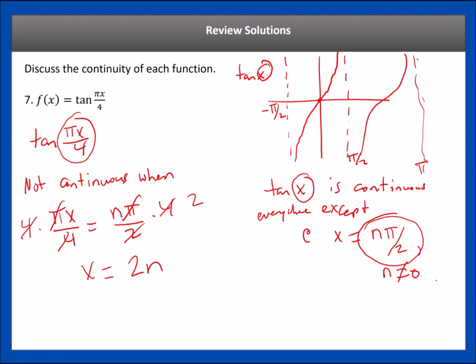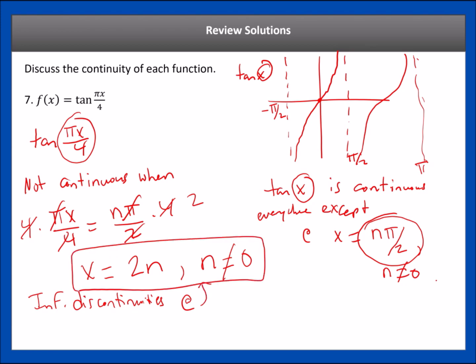Where, again, n cannot be 0, okay? So we have basically vertical asymptotes when x is equal to 2n. So we got infinite discontinuities at these values. Okay.